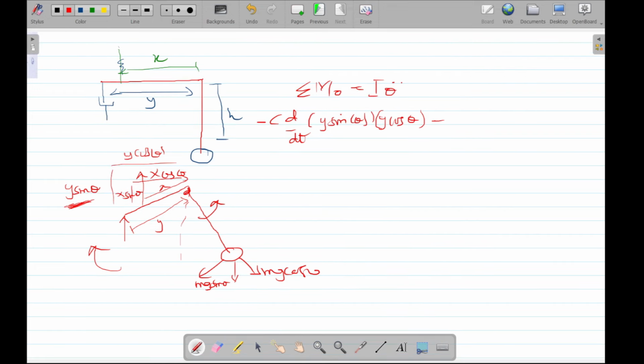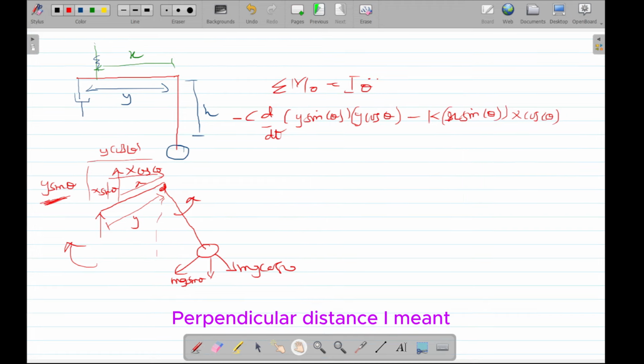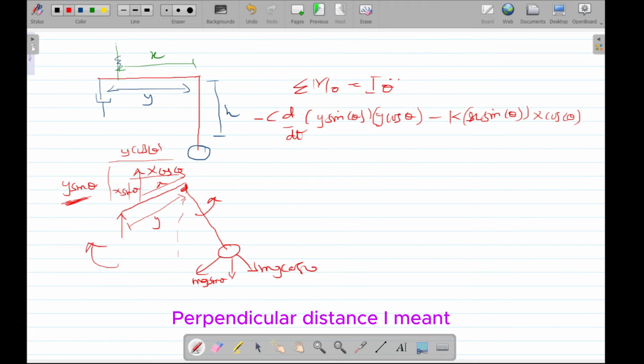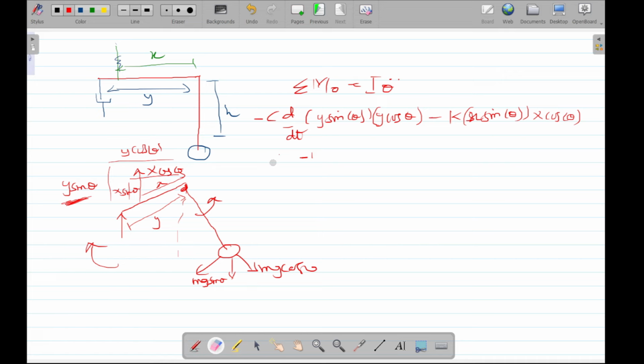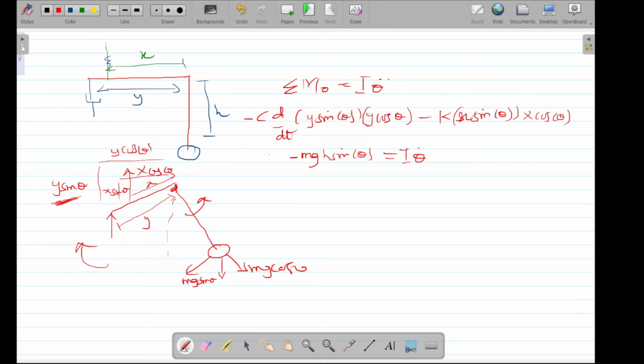All right. And then the spring, we have minus k x sine theta, which is the extension in the spring, multiplying what? X cos theta, what is the vertical distance. And what else do we have? Mg, so plus minus, oh, why do I have plus? Minus mg h sine theta to be equal to I theta dot dot.